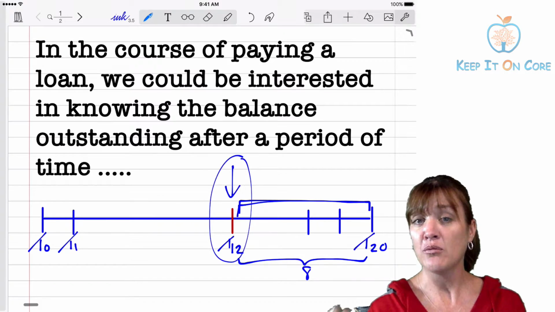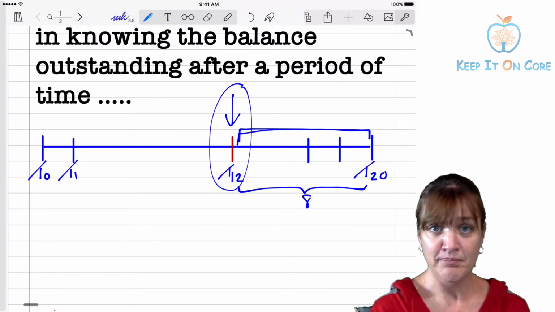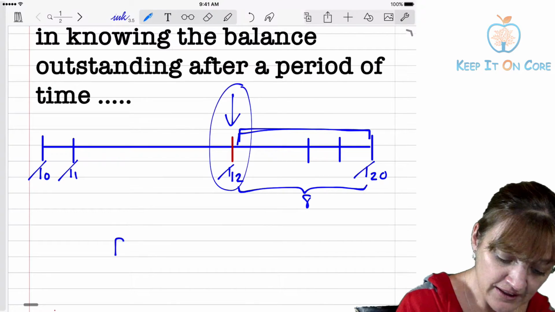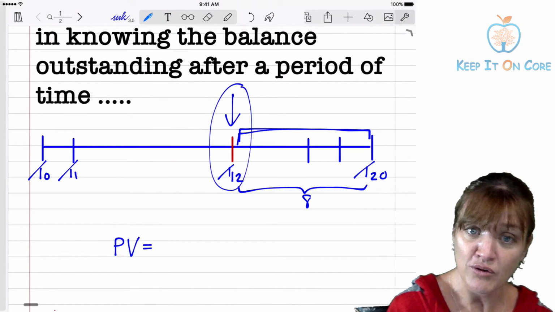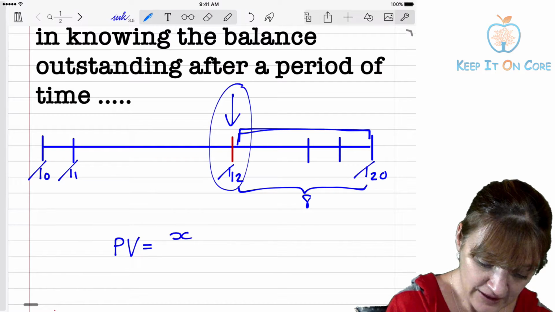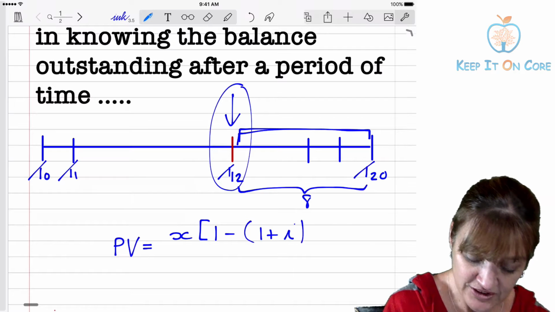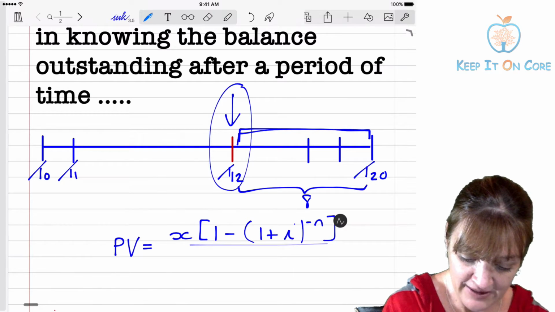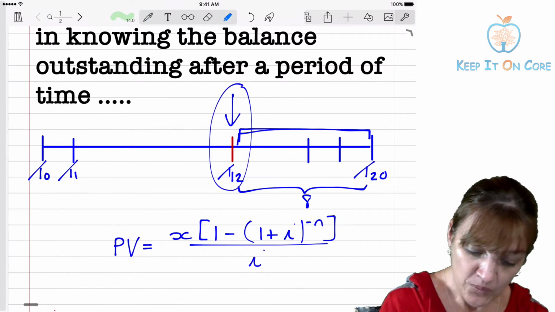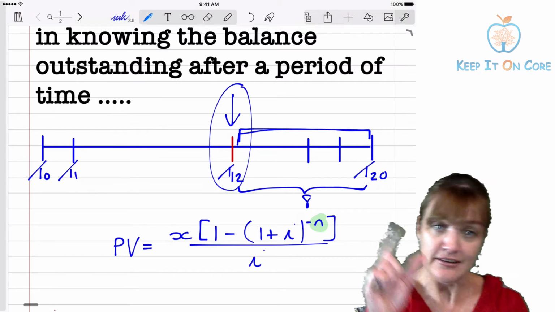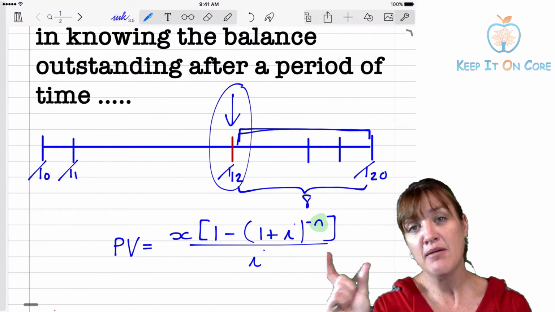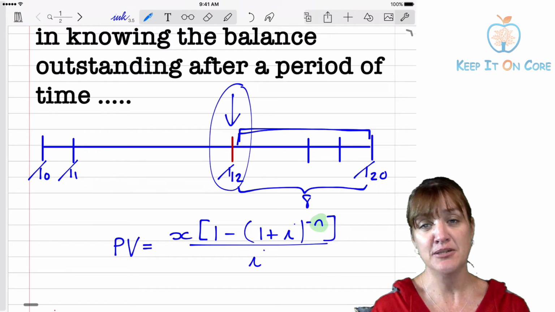So what formula are we using when we are doing the balance of a loan? We are using the present value formula, all right? The present value formula being 1 minus (1 plus i) to the negative n, over i, where your n is the difference in the remaining periods, how many periods are left to actually pay off the loan.